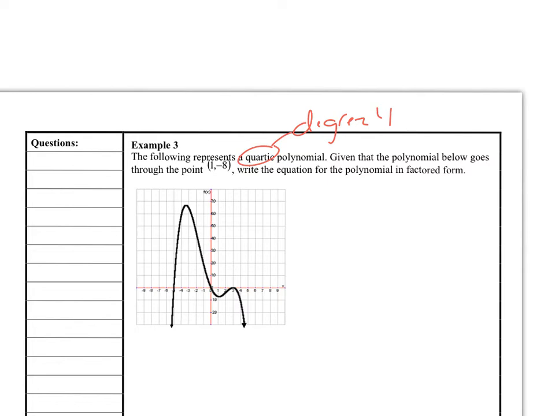That interruption was brought to you by Mr. DePeace. Alright, so anyway, so quartic means degree 4.